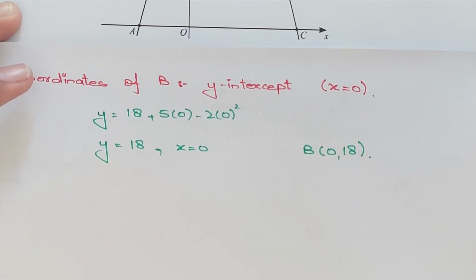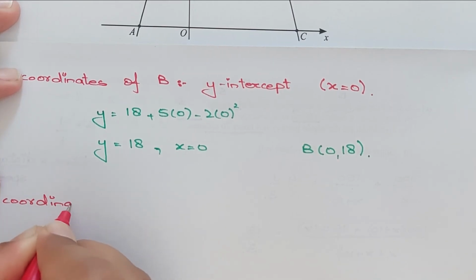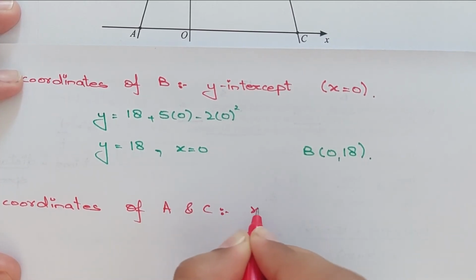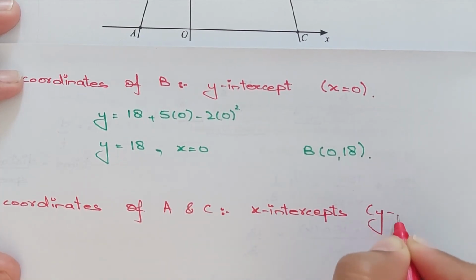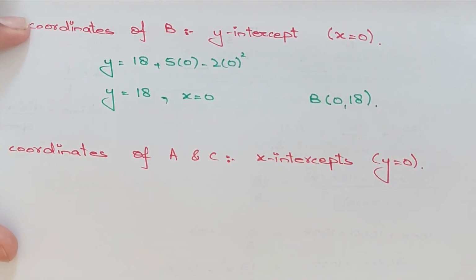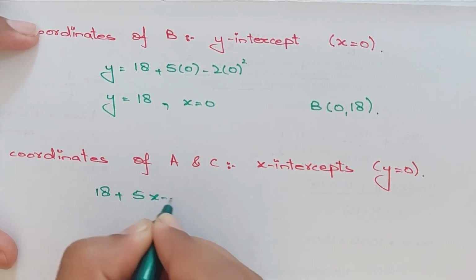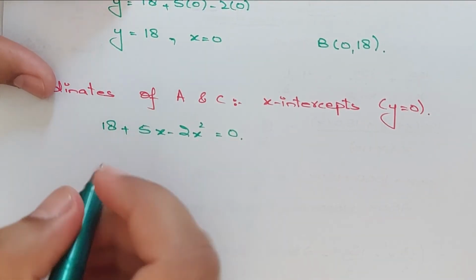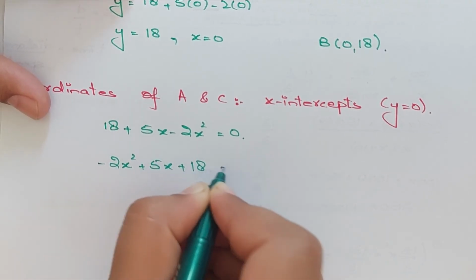All right. Now let me solve the coordinates of A and C. A and C are the x-intercepts. And for x-intercepts, we have to put the variable y equals to 0. So let me put y equals to 0 in the equation. So 18 plus 5x minus 2x square should be equals to 0. Let me solve for the variable x. So minus 2x square plus 5x plus 18 equals to 0.